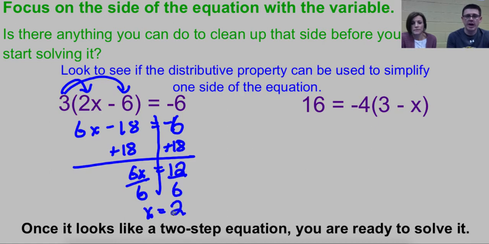When you do your check, you always go back to the original version of the problem, not your rewritten version. Always go back to the beginning, just in case you made a mistake someplace in there. So in place of x, I'm going to put in a 2. 2 times 2 is 4, minus 6 is negative 2. So I did the parentheses first. And now I multiply times 3. 3 times negative 2 is negative 6. That's what I wanted for my answer, so I know I am good.